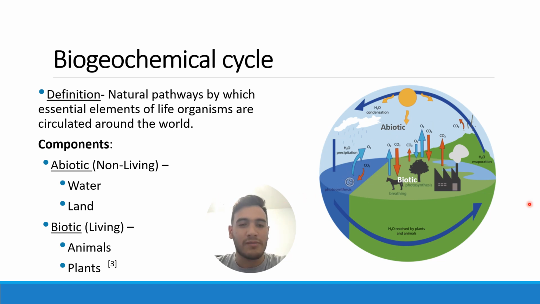There are two components of a biogeochemical cycle. There's the abiotic, which is non-living, like the air and the water, and biotic, which means living, like the animals or plants.